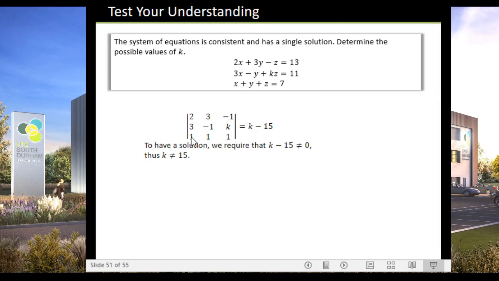So if we have a look at the determinant of this matrix, we'll find that it is equal to k minus 15. You can't do that in your class whiz because you've got the variable k, but you can do that just by hand, and that is the situation they may ask you to in an exam. To have a solution requires that k minus 15 is not equal to 0, therefore k is not equal to 15.